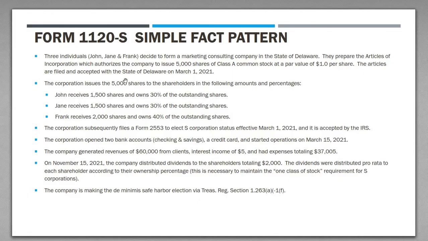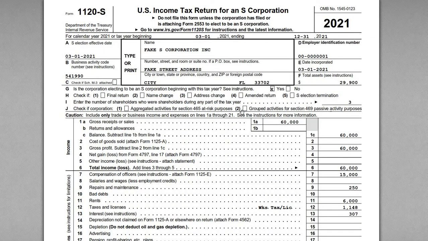Okay, so let's start looking at the return itself and filling out some of the basic information at the top. So this is the Form 1120S for 2021. Obviously at the top here, some basic fields, right? We have the name of the company. So we've got a fake S corporation here. The address for the company, EIN. The date incorporated is exactly that, all right? When was the company formed under state law? In this case, it was March 1st, 2021. And then the S election effective date here in box A is the same date.